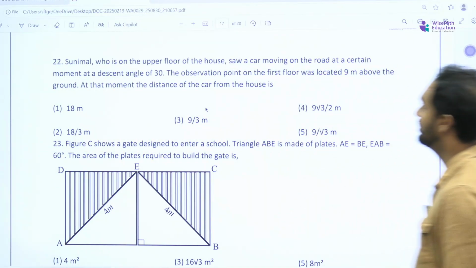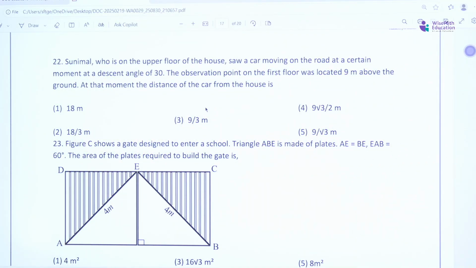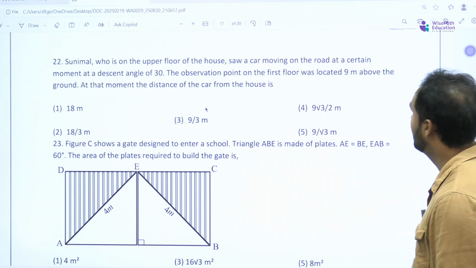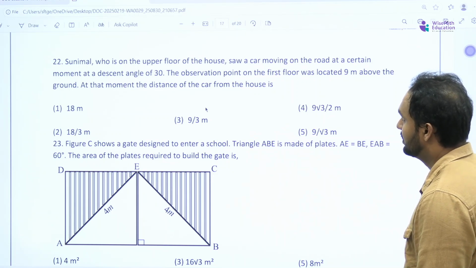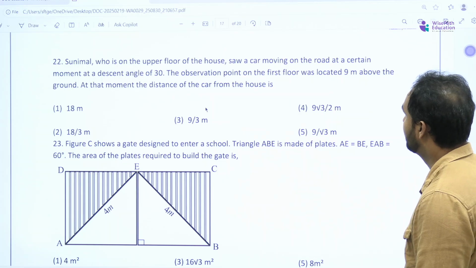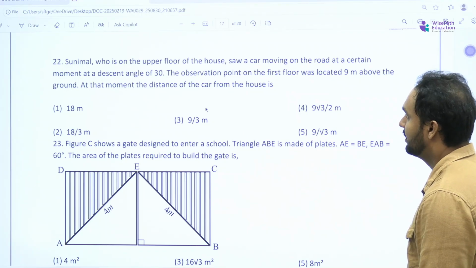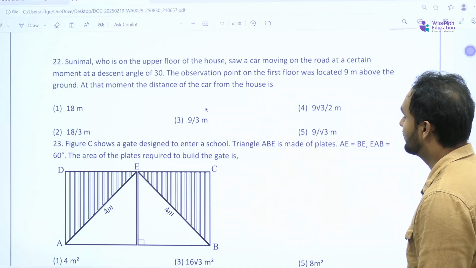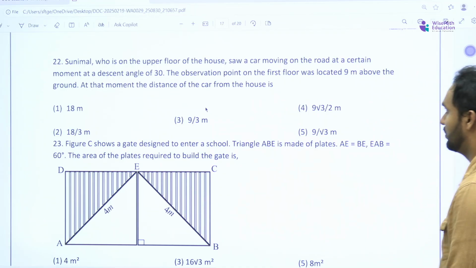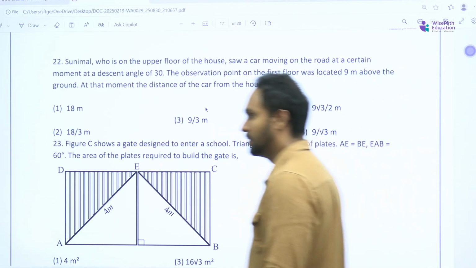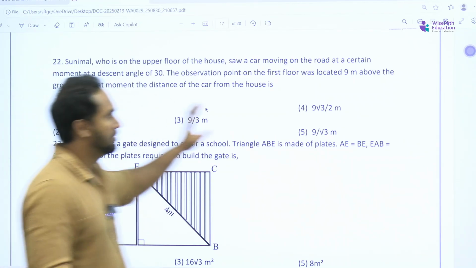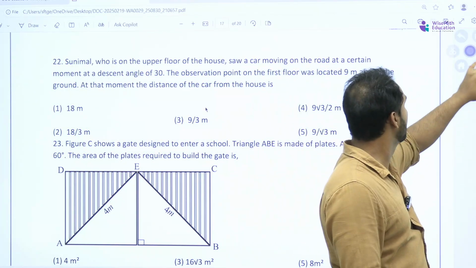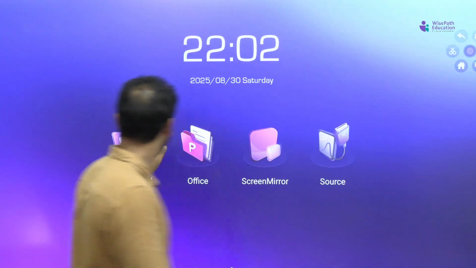Right, Sunimal, who is on the upper floor of the house, saw a car moving on the road at a certain moment at a descending angle of 30 degrees. The observation point on the first floor was located 9 meters above the ground. At that moment, the distance of the car from the house is, right? Now, I hope you have the tutes. So, I am going to draw this.